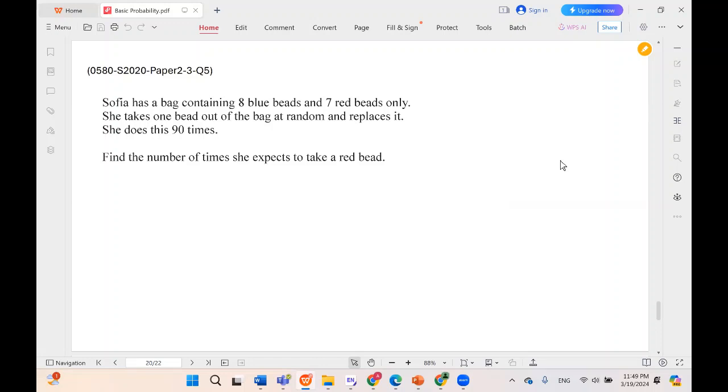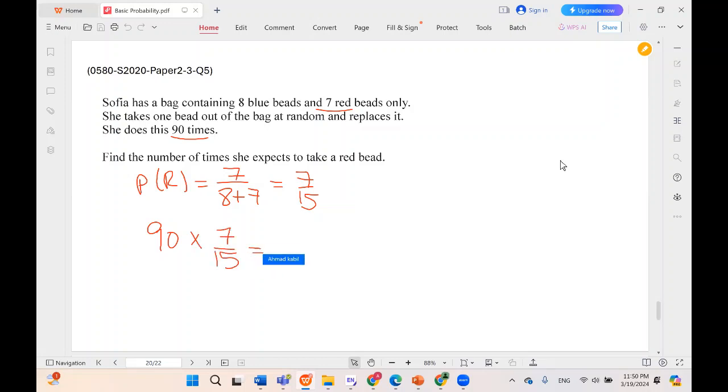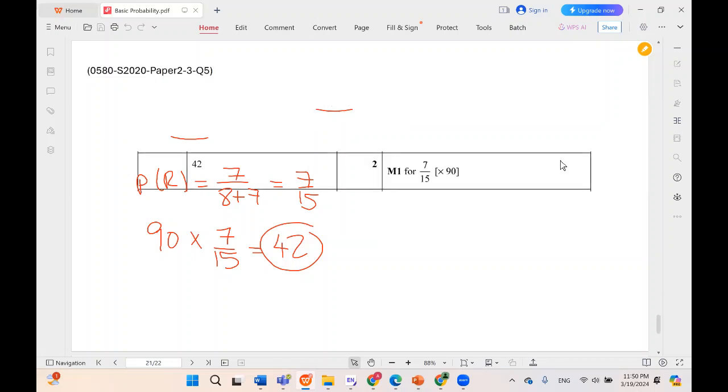Sophia has a bag containing 8 blue beads and 7 red beads only. She takes out 1 bead at random and replaces it. She does this 90 times. Find the number of times she expects to take a red bead. So again, this is the number of times she does the experiment times the probability of red. So the probability of red here is 7 over 8 plus 7, which is 7 over 15. And the number of times is 90, so the expectation is 90 times 7 over 15. And this gives us 42 as a final answer. And this is the correct answer here.